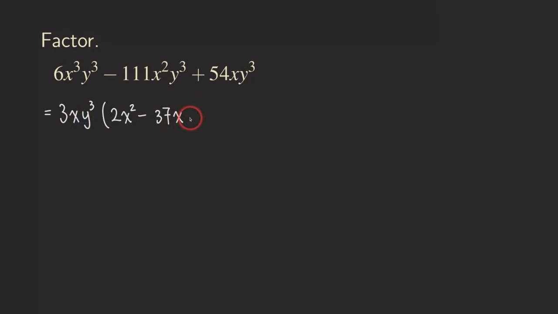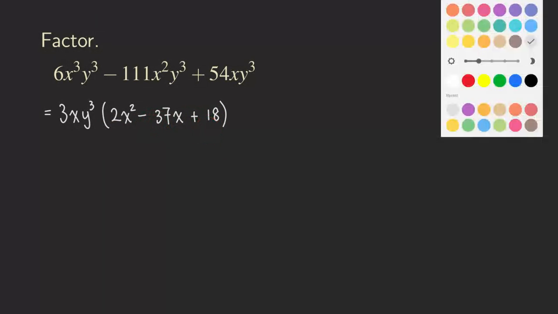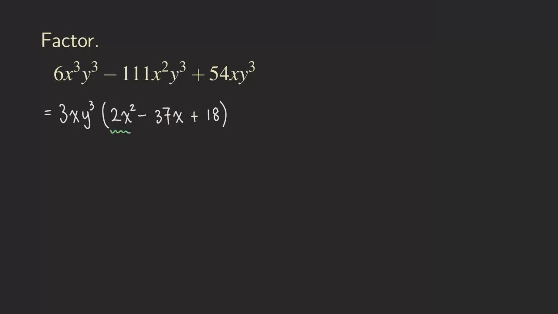And then plus 54 divided by 3, right? We factor out the 3 from the 54, so we are going to get 18. And then xy cubed got completely factored out, so 18 becomes the constant term. So now we use trial and error on this thing right here. Is that okay? So we got to use the trial and error on just this expression right here.